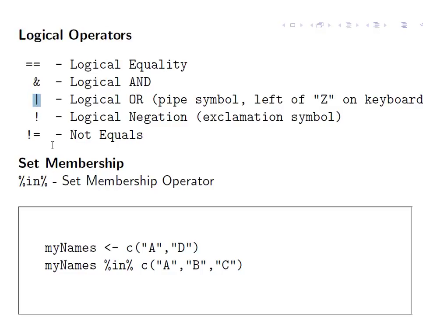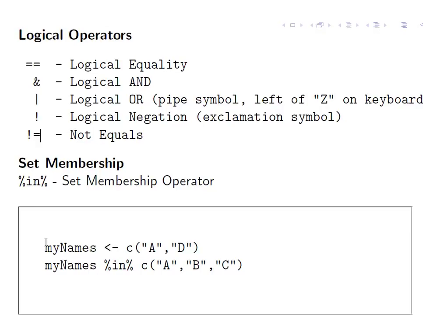The exclamation mark is logical negation. That means not, okay? And that is on the keyboard, just above 1. And not equal to is the complement of logical equality. It's just the exact opposite of this one. So two equal signs is the logical equality operator. Not equal to is exclamation equals. Okay. Set membership is also quite useful, actually.